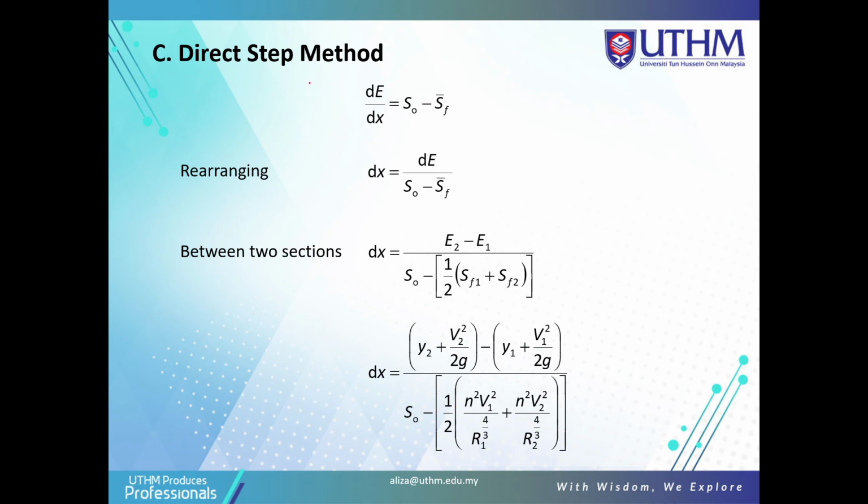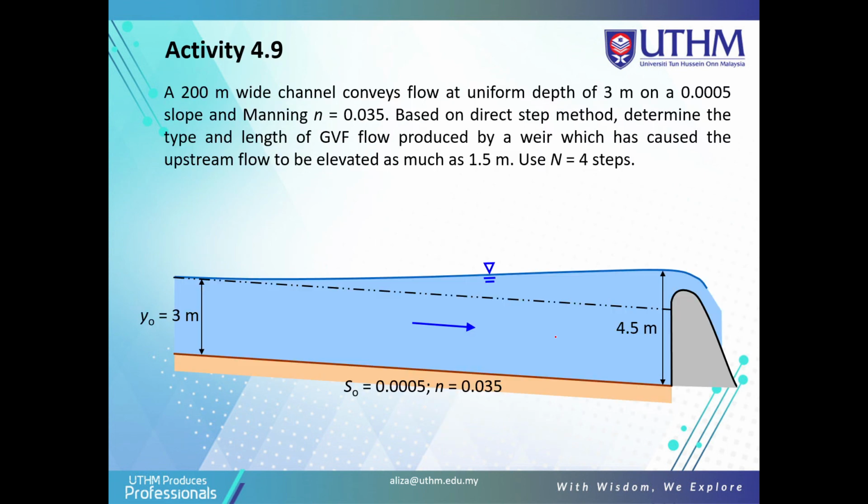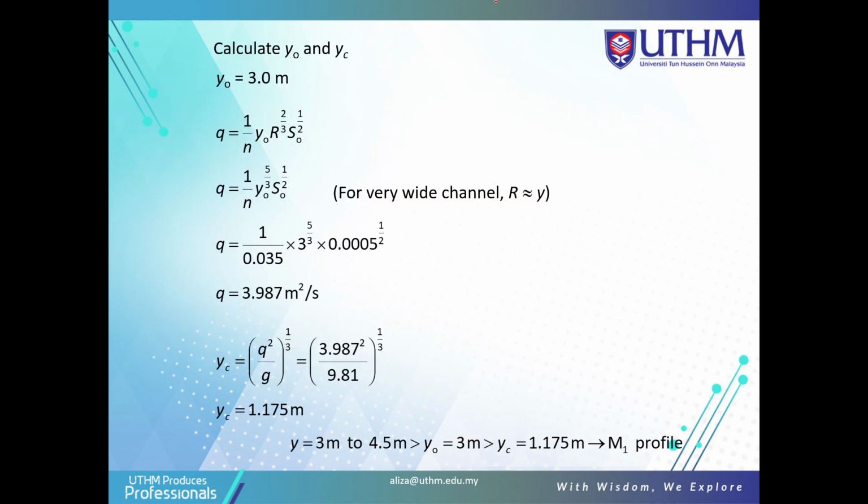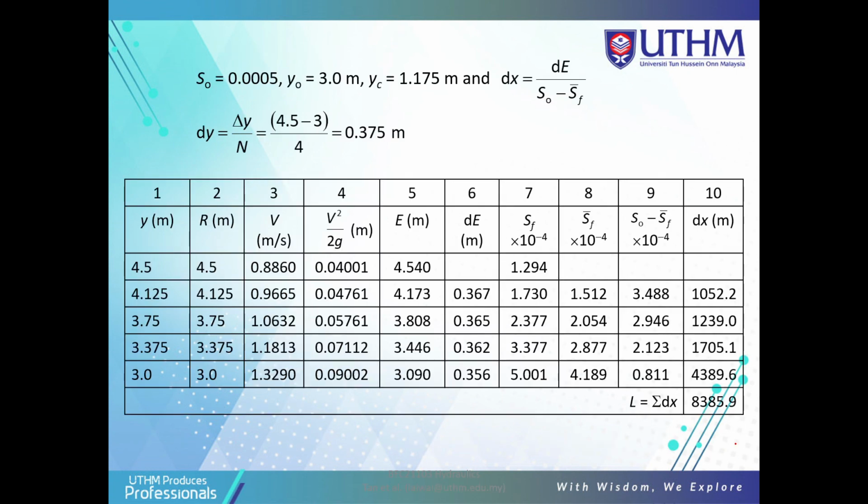Okay, so using the direct step method, we also use this one. So don't worry, because all these equations are given in chapter 4. Okay, so direct step method, this equation we use. Also the same equation, the same question, but this is using the direct step method, and use the 4 step here. So look at the calculation, also the same, you find the y naught and yc, you get the q, and you get the yc. So the same, because it's the same question but a different method.